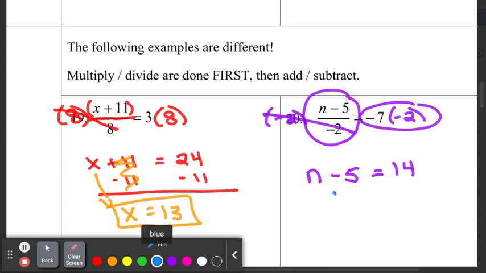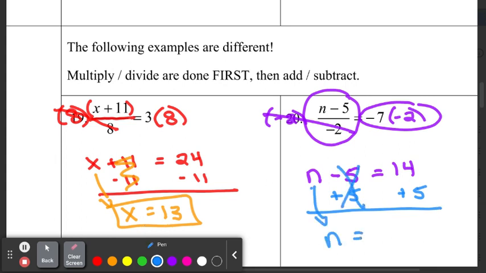Get n by itself, add 5 to both sides. Now we'll bring down what we've got left. N, that crosses off. And then 14 minus 5 is 19.